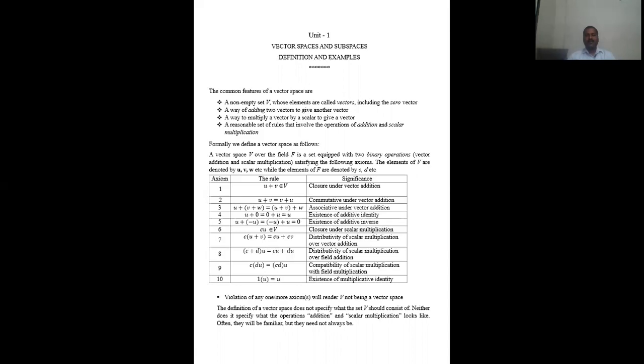And the commutative property should hold. Either way you can add: u plus v equals v plus u. If they commute, then we say that they are commutative under vector addition. Next, associative: u plus v plus w equals u plus v plus w, grouped either way. Order doesn't matter. You can add either way according to your convenience. The associative law should hold.